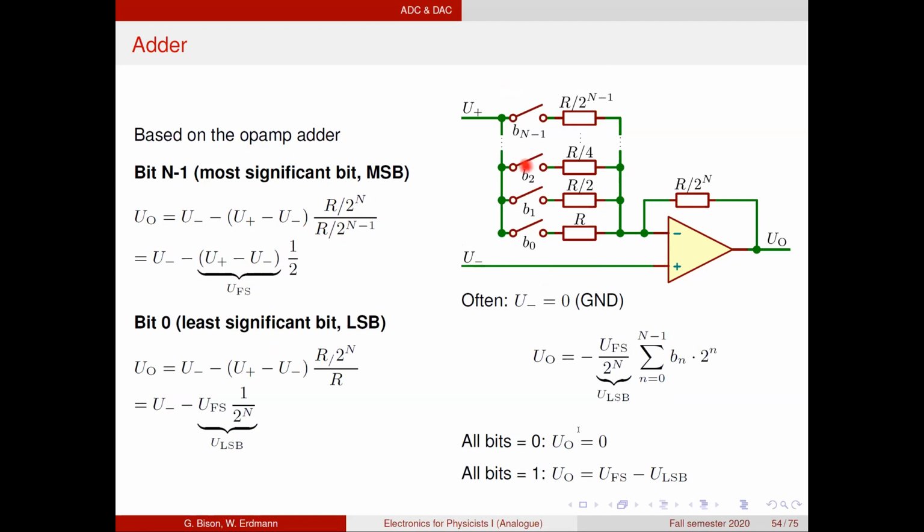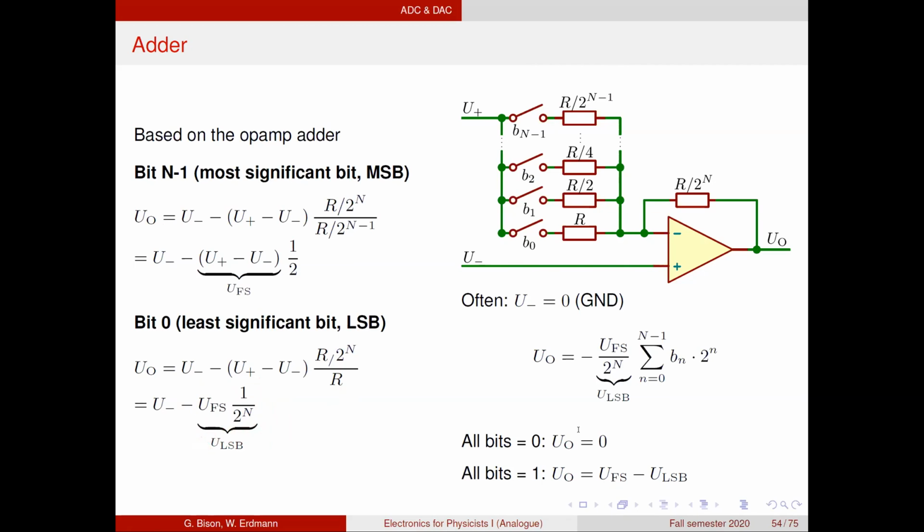Okay, and then we go through all the other resistors till the least significant bit, where we get a contribution to the output voltage that is scaled by R divided by 2 to the n, divided by R. So we get the full scale divided down by 2 to the n. So this is the least significant bit voltage.